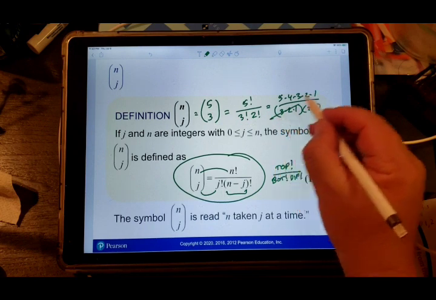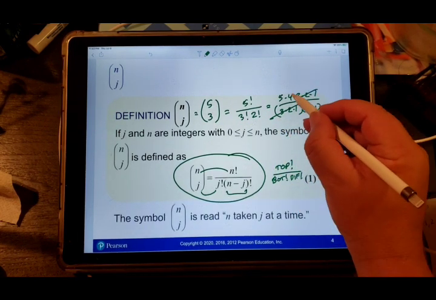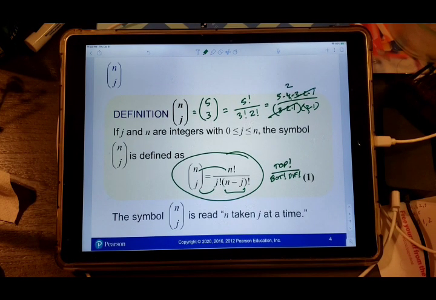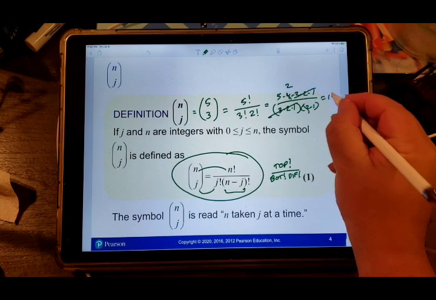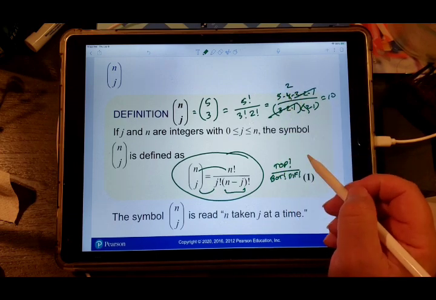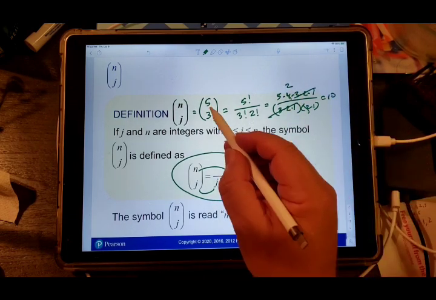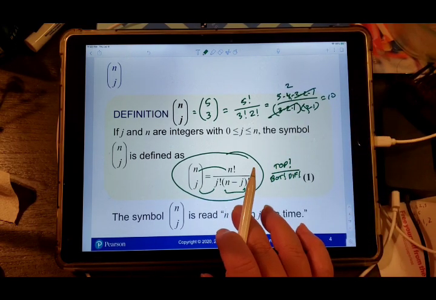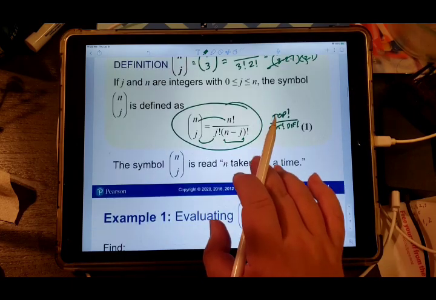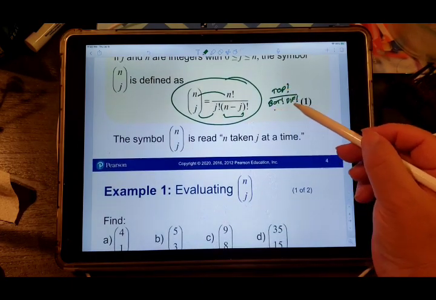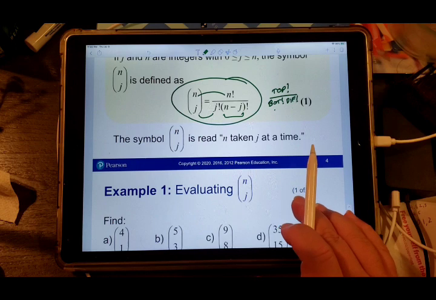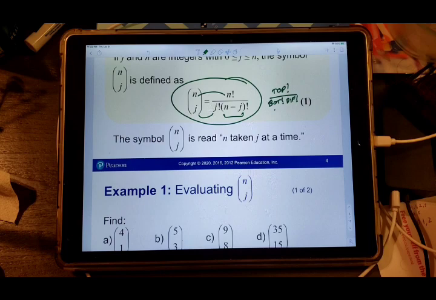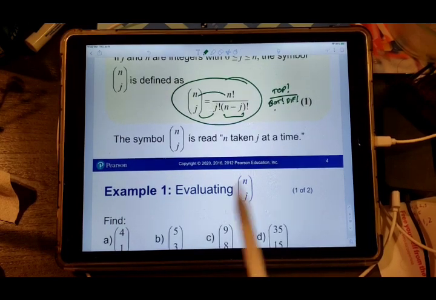Things should cancel. The 3, 2, 1s cancel. The 2 cancels with the 4. And I get 10. 5 times 2 divided by 1. Yeah, I get 10. So 5C3 is 10 if I apply this formula. And again, my summary: top factorial, bottom factorial, difference factorial. I think students have the greatest trouble with difference because they have to calculate it every time.